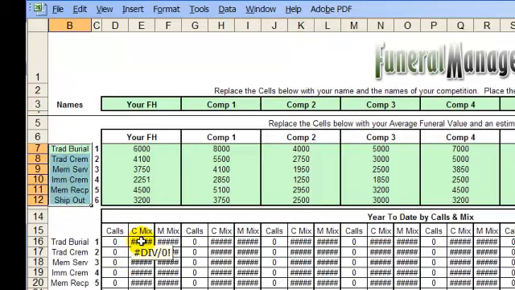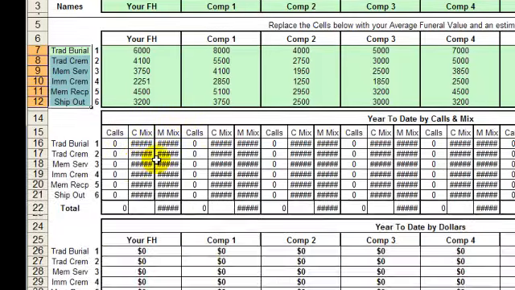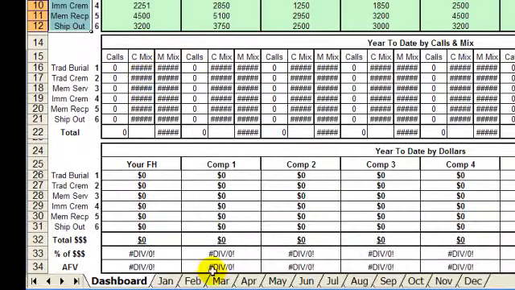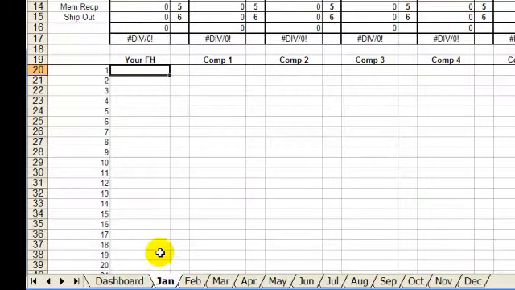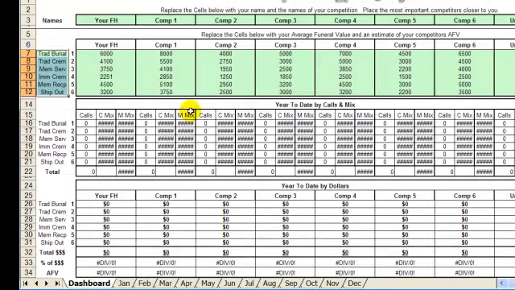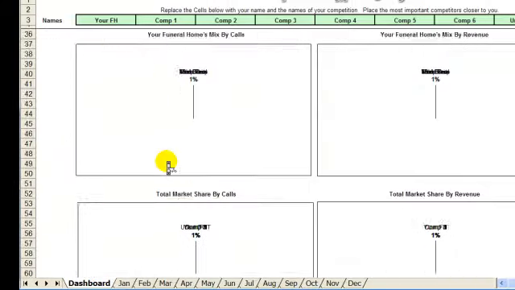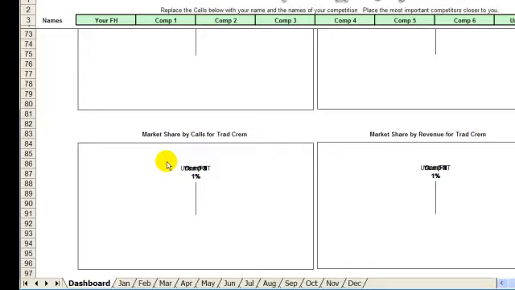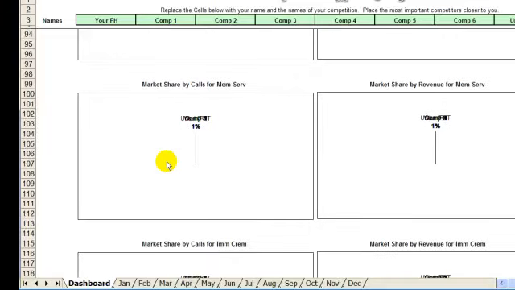Now the reason why there's all these pound signs here is that back in grade 3 or grade 4 we were taught that we can't divide 0 by 0. So these are just all errors, but as soon as you start filling in January here, those will slowly start to disappear. And you can also see that the pie charts are blank at the moment.